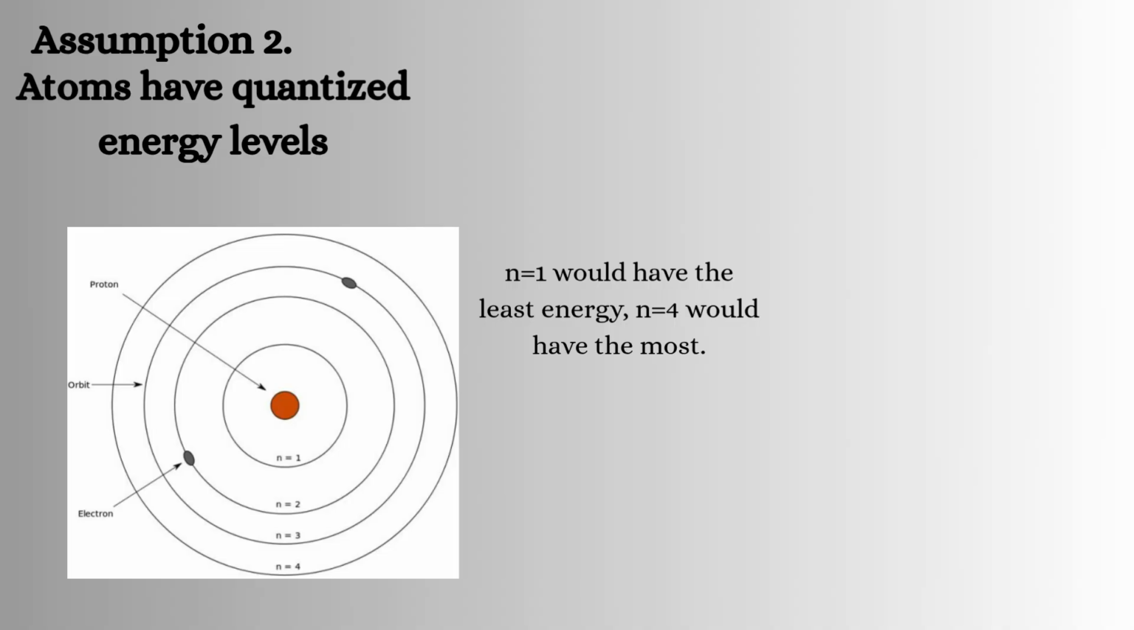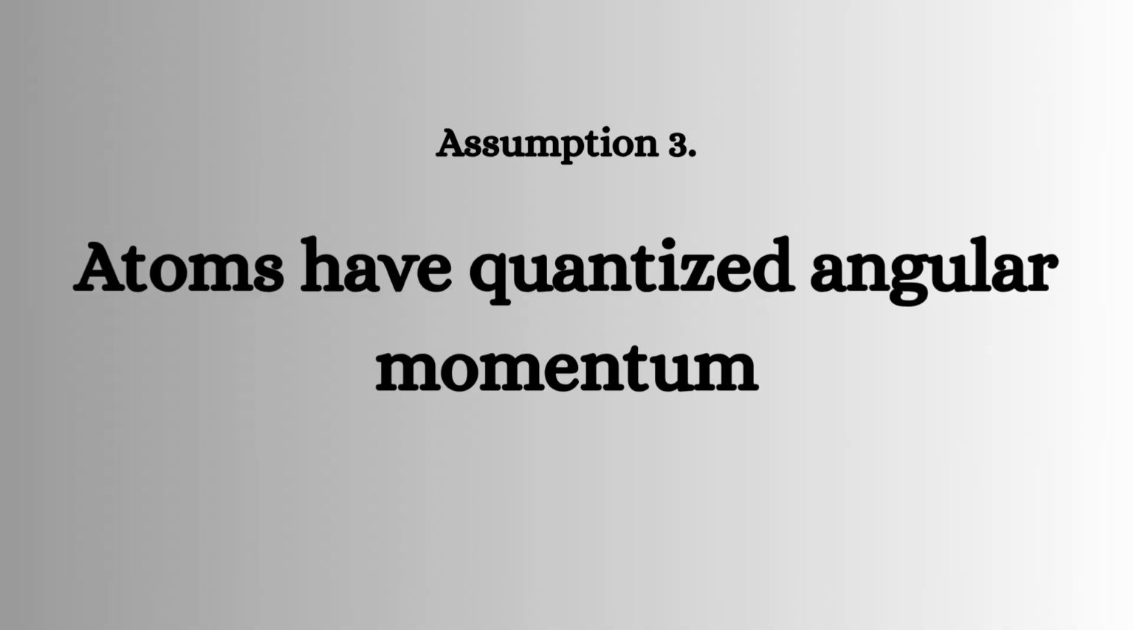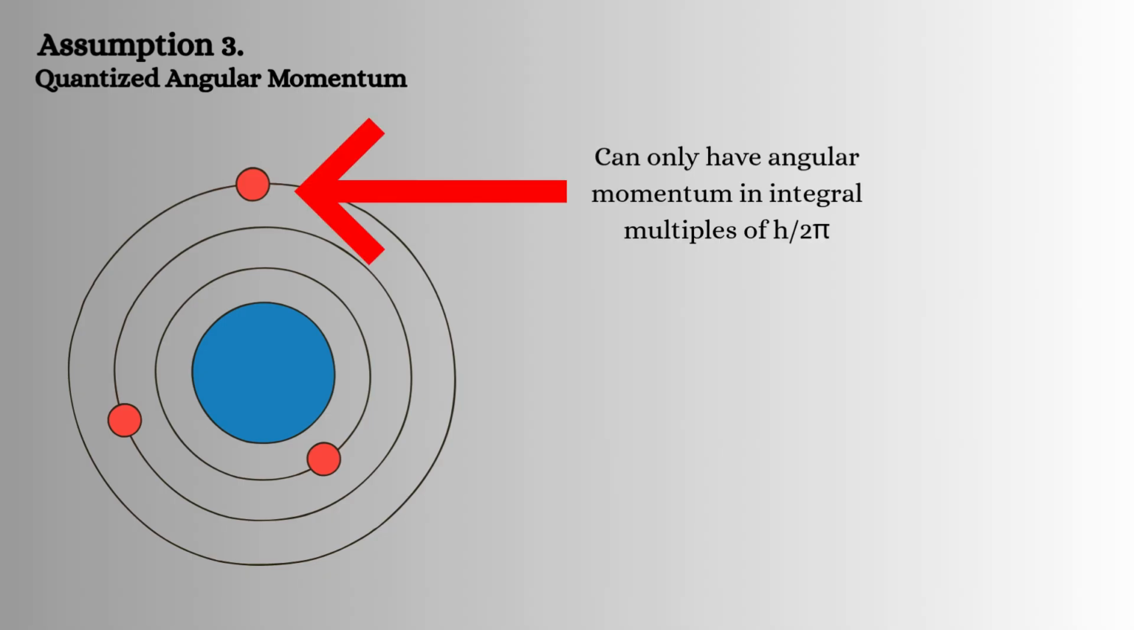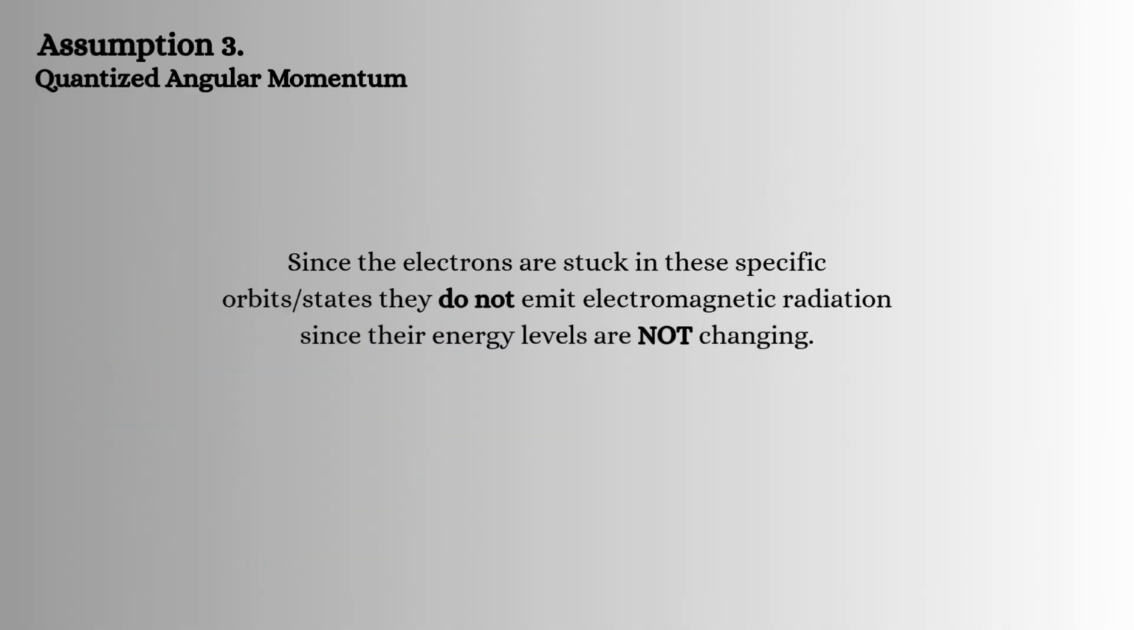He assumed shells closest to the nucleus have the lowest energy levels. This assumption didn't have a clear theoretical basis to it. He proposed that an electron in a quantized orbit could only have angular momentum in integral multiples of h over 2 pi, where h is the reduced Planck constant. This explained why electrons don't emit electromagnetic radiation while orbiting, as classical physics predicted.